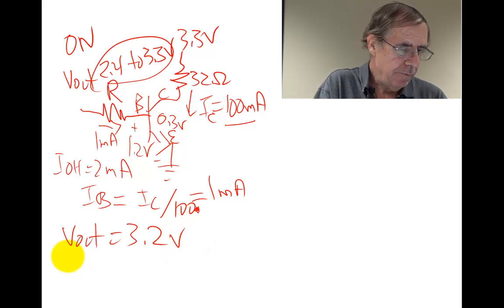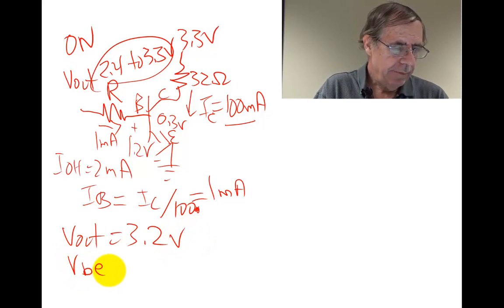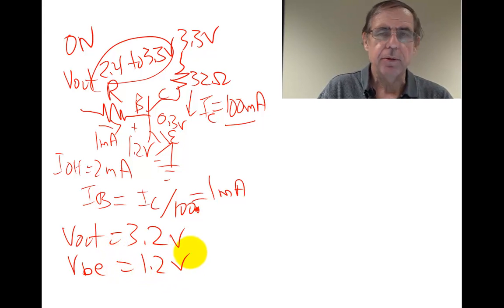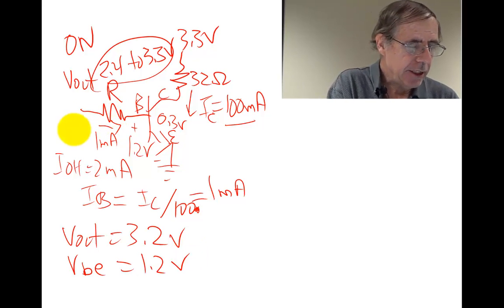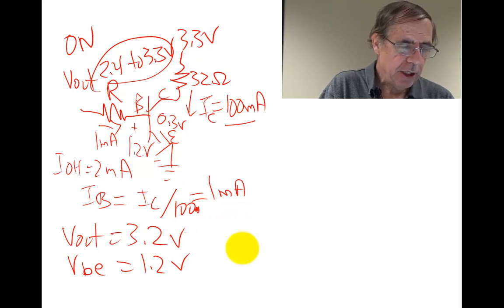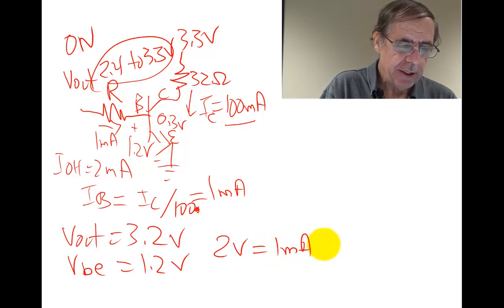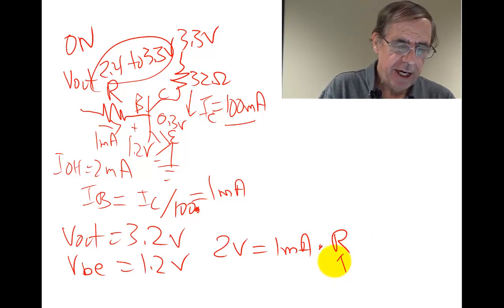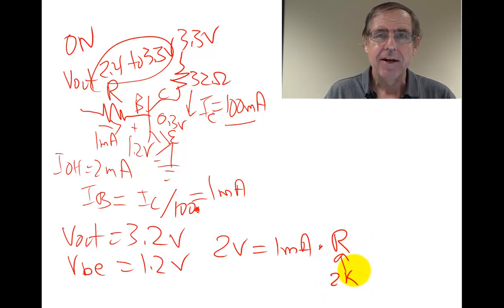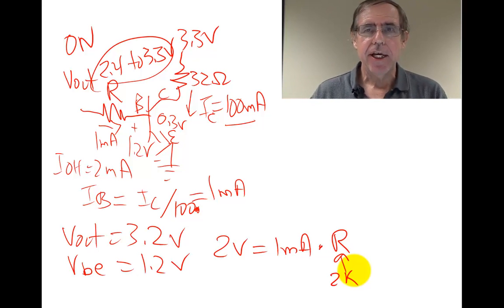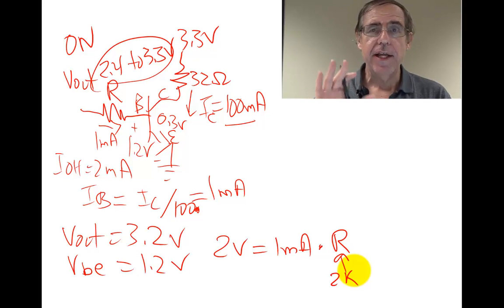Okay? And I know that the base emitter voltage will rise itself up to 1.2 volts. And now I can see I got a 2 volt drop across that resistor, and I got a 1 milliamp current. So I got 2 volts, and I want to have 1 milliamp of current, and I'm going to use that in Ohm's law to say that if I have a resistor of 2K, that will drive this transistor completely into saturation.